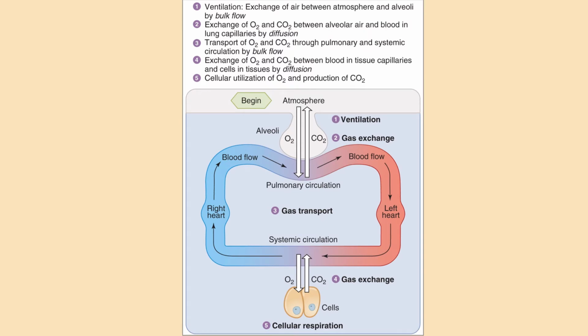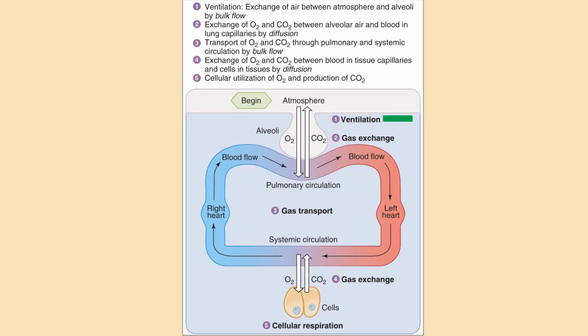In this diagram, we can have a visual reinforcement of the 5 components of respiration. So component number 1 is pulmonary ventilation. Pulmonary ventilation is shown here. We'll talk much more about that in just a moment. That's the movement of air into and out of the respiratory system through the conducting zone into the respiratory zone.